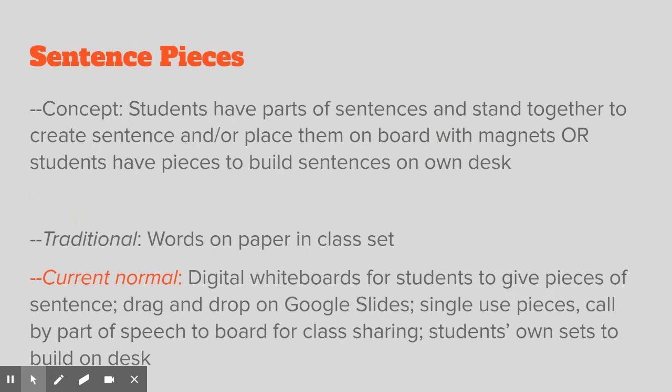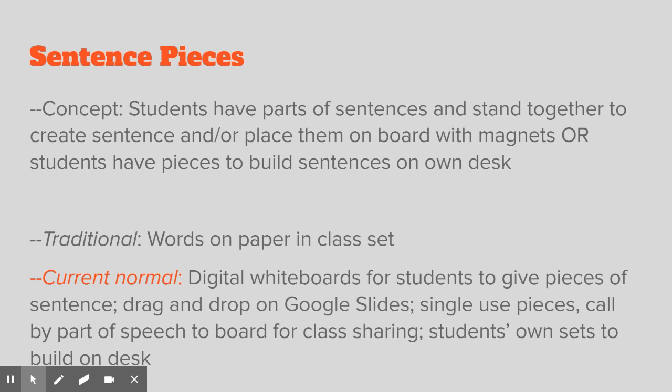This is now sentence pieces. So instead of just conjugating a verb or giving me one verb form, students can work together to create entire sentences, or they could have all the pieces themselves and simply lay them out on their desk. And again, traditionally, this would be words on paper, typically a class set. So I would have a set of what would create perhaps 5 sentences describing people's clothing. And I would say a sentence in English, like Lucy wears a yellow skirt.